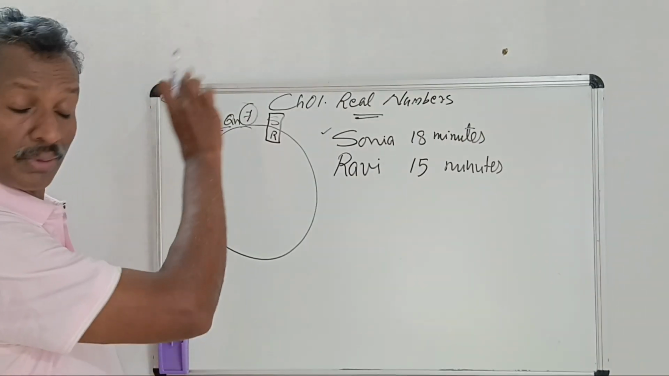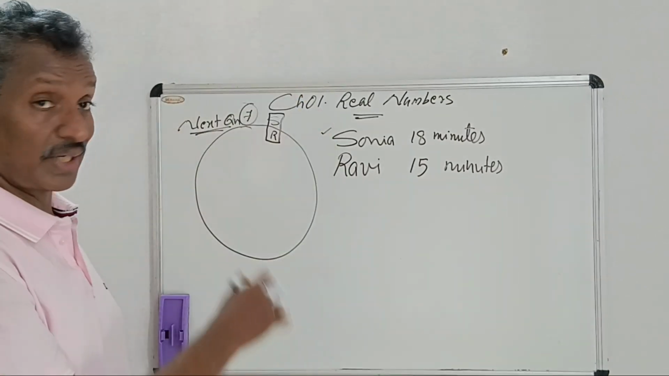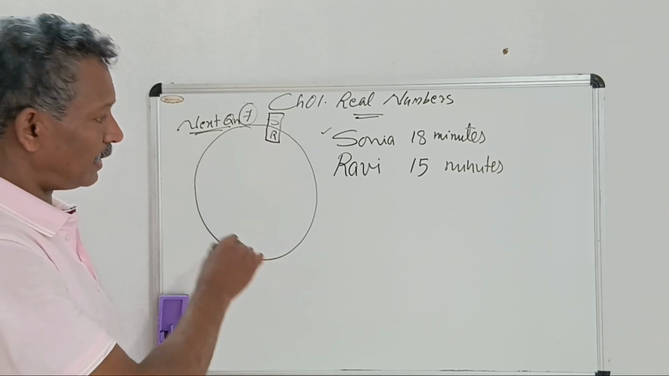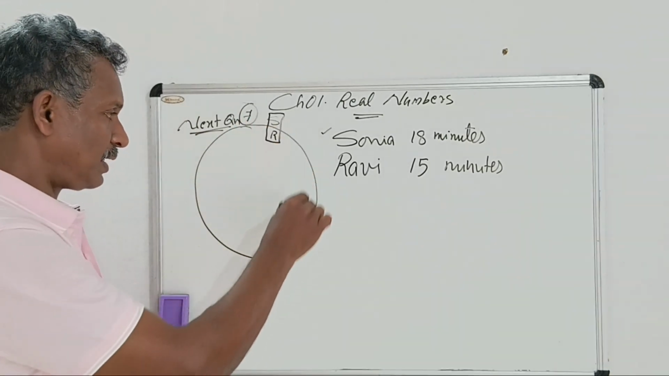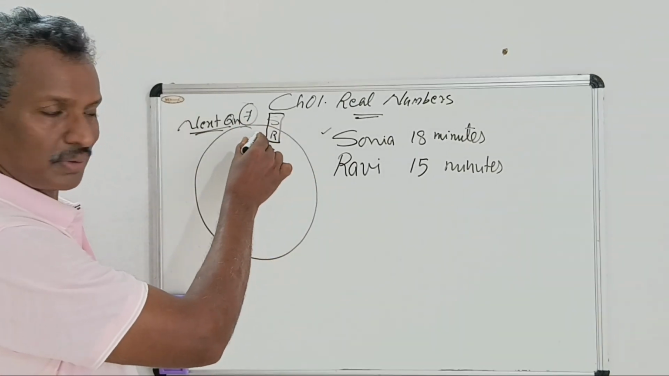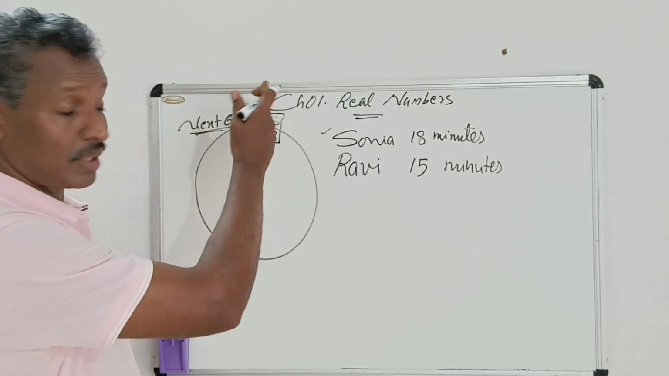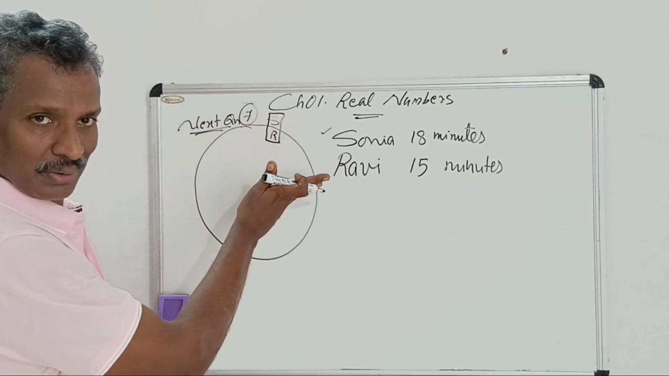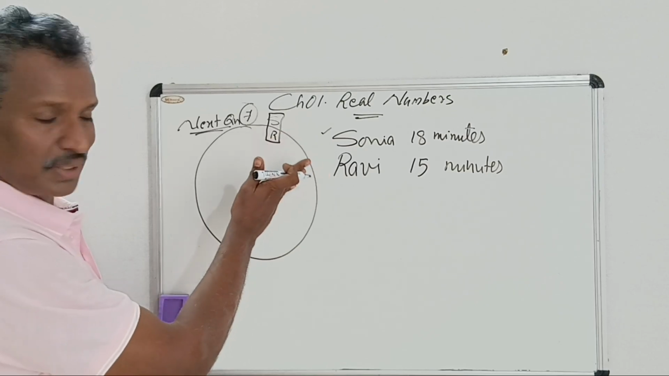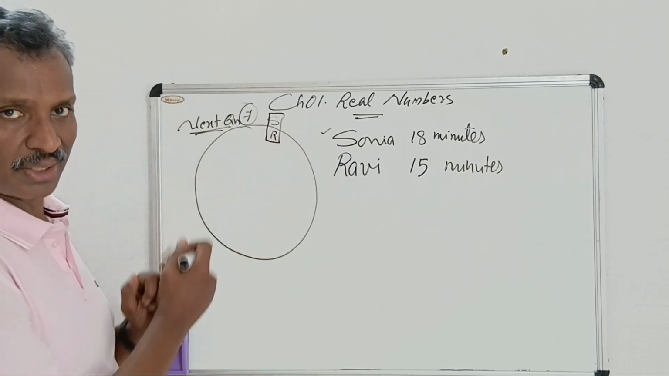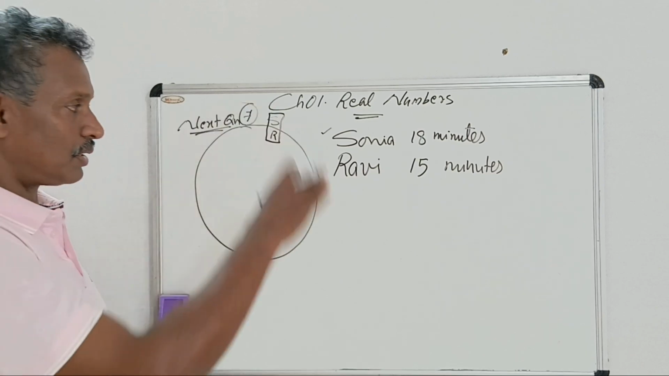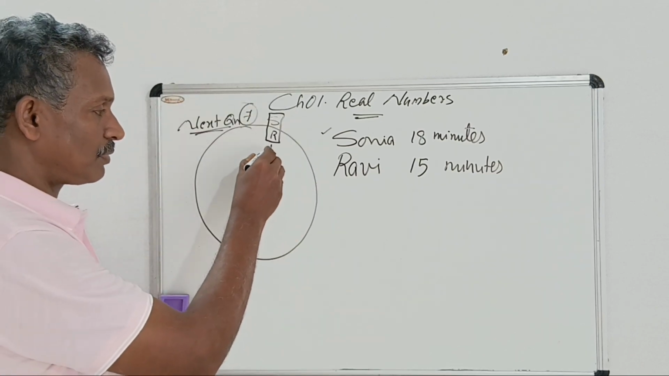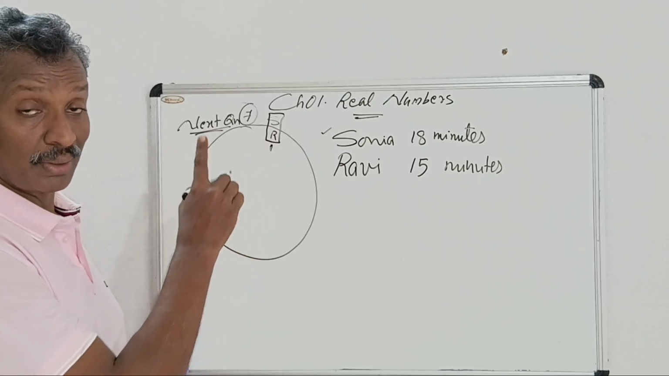Okay. So both of them start from the same point, the starting point. They move around the park. When they move, Ravi will be faster, so Ravi goes ahead. Ravi completes one round in 15 minutes. Then Sonia is not completing the round, she will be a little behind. And then Ravi goes ahead and covers some distance. Then only Sonia will complete one round. And it continues like this. The question is, after what time will they come together at the starting point.